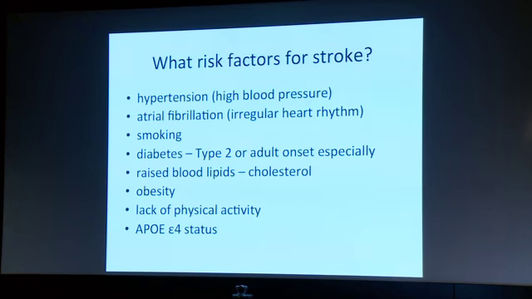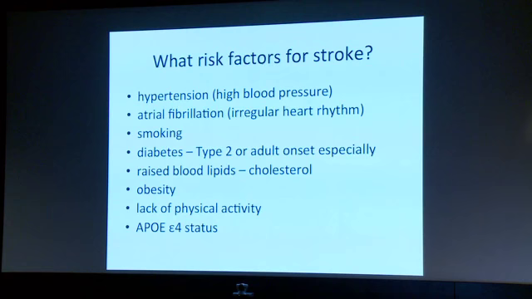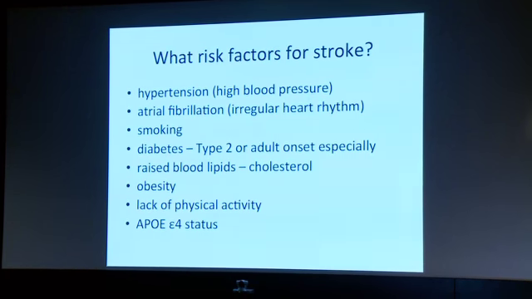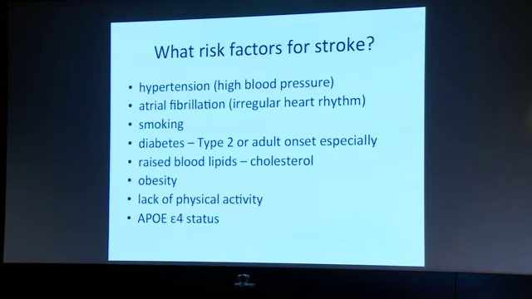So the risk factors for stroke, many of you will know. High blood pressure, as I've already alluded to, an irregular heart rhythm called atrial fibrillation, which is very important, smoking, diabetes, raised blood lipids like cholesterol, obesity, lack of physical exercise, and a particular genetic variation, the gene for ApoE4, which we all have, but if you have a particular variation, you're more at risk of vascular disease. So these are established risk factors for stroke. We've known about these for many, many years.